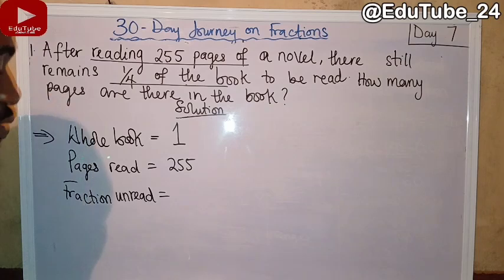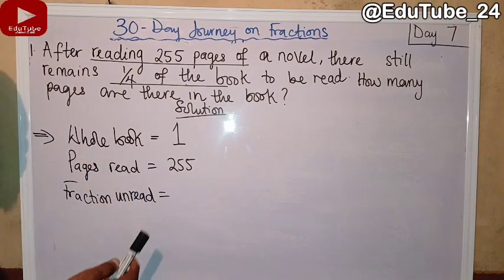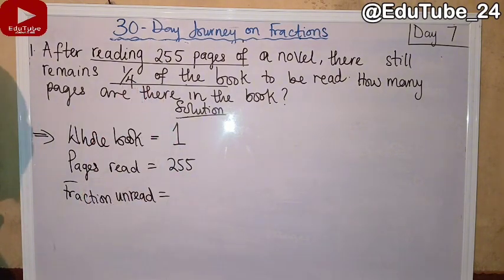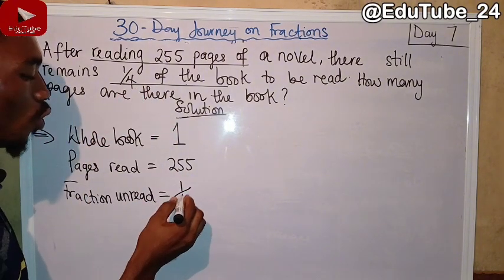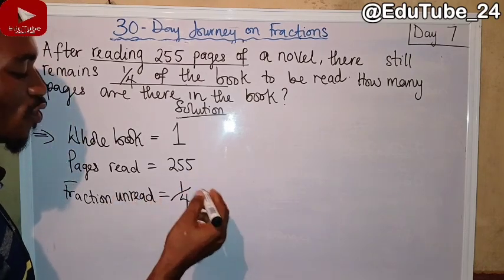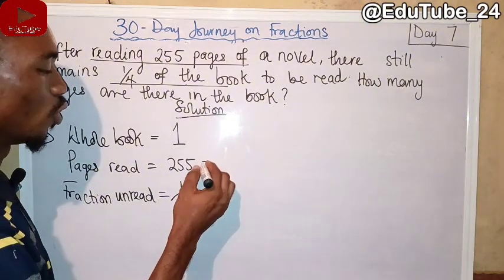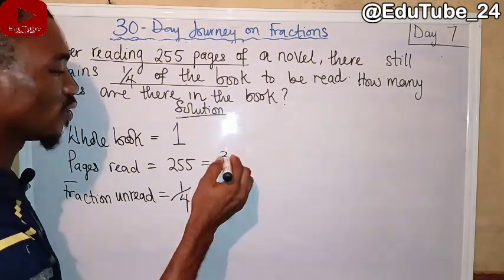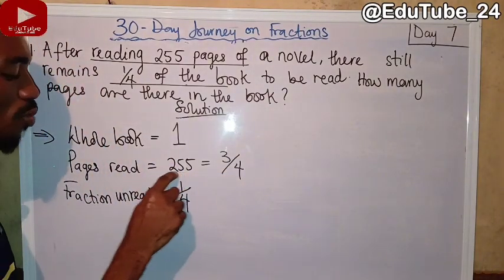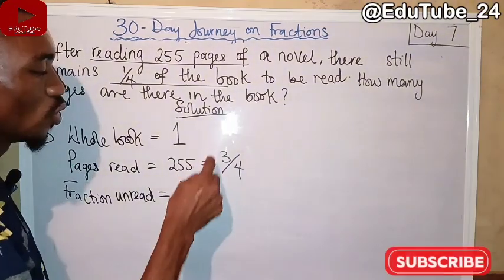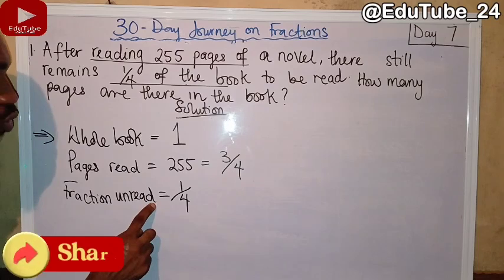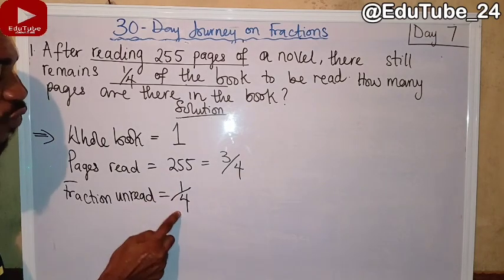Now I need you to pay attention to this part of the interpretation. This is the number of pages read, and then this is the fraction of the book unread, which is 1/4. Meaning that if 1/4 of the book is unread, definitely the pages read will be 3/4. You need to understand that this is the page number that is read, and this is the fraction equivalent to the pages that are read. 1/4 of the book is not read.